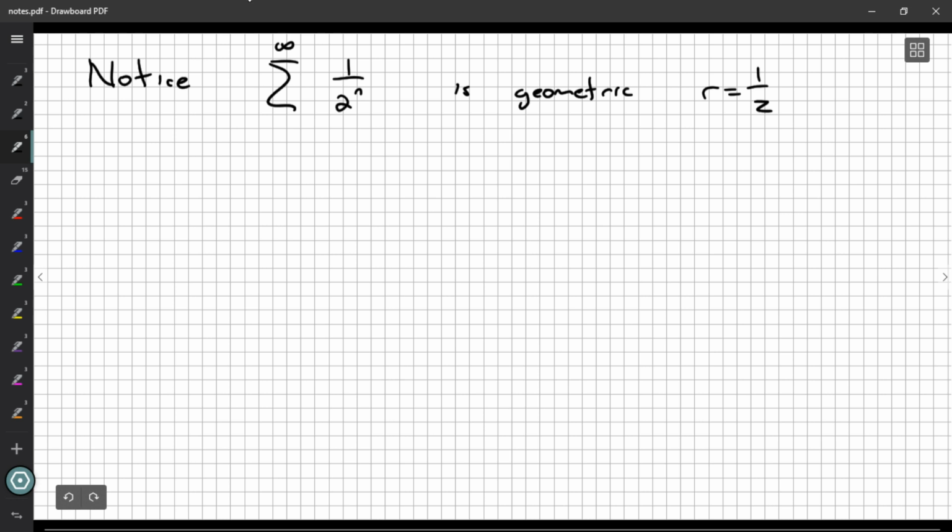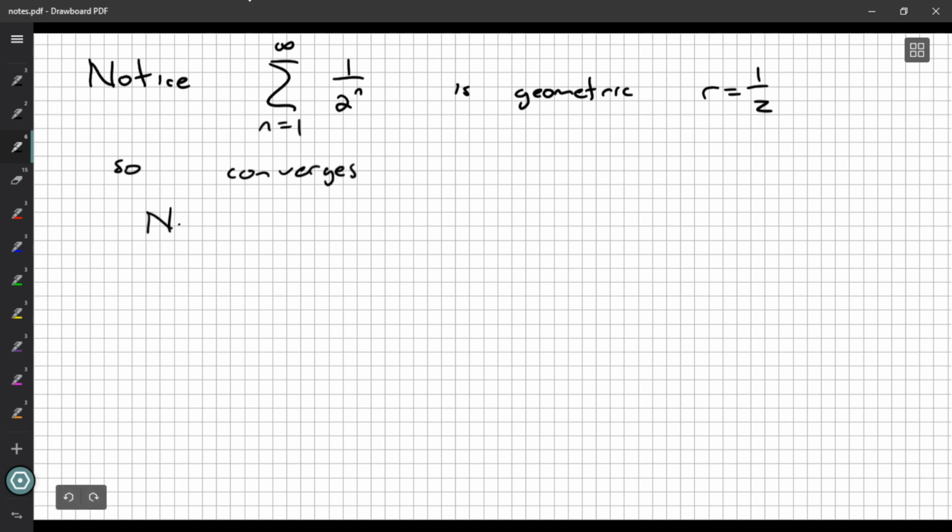Now, just because you have an idea doesn't mean it's going to work out. But we might start by saying something like, notice that this is geometric. The first term is going to be 1/2, and the common ratio also happens to be 1/2. The first term is only 1/2 because we start at 1. Okay. So this converges. So we have something we'd like to compare to. We already understand the behavior. So what can we say?